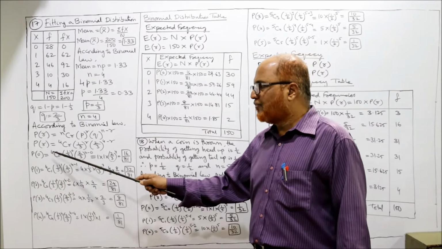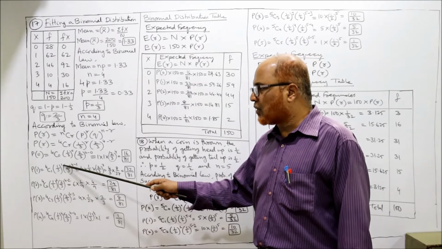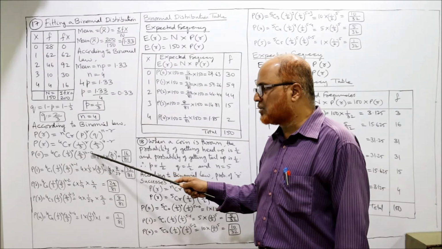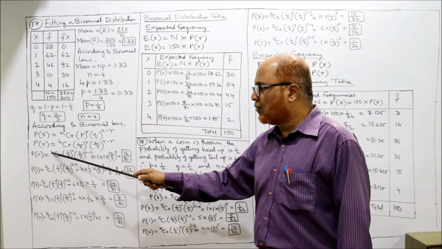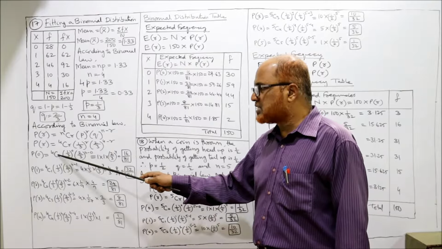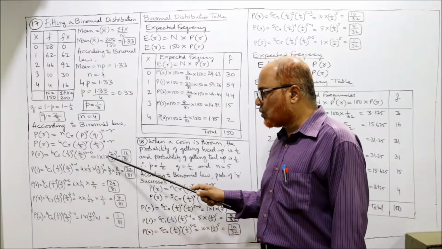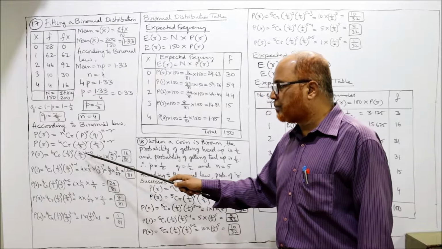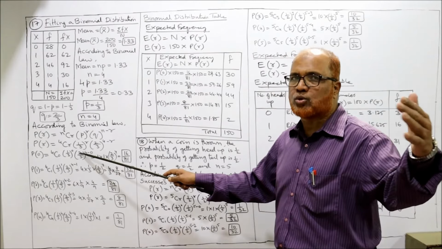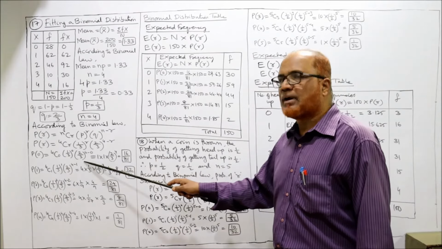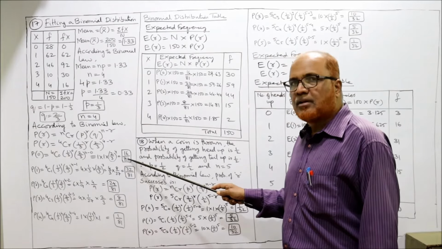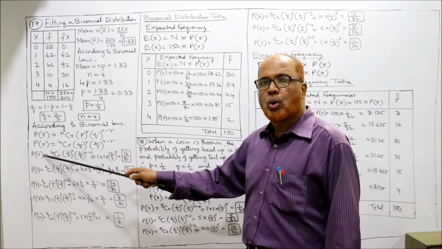So P of 0, 4C0, 1 by 3 to the power of 0, 2 by 3 to the power of 4 minus 0. First we are calculating P of 0. So 4C0 is 1, 1 by 3 to the power of 0 is 1. Now 2 by 3 to the power of 4, 4 minus 0 is 4. So 2 is multiplied 4 times, 2 into 2 into 2 into 2, 16. 3 is multiplied 4 times, 3 3s are 9, 9 3s are 81. So 16 by 81 is P of 0.